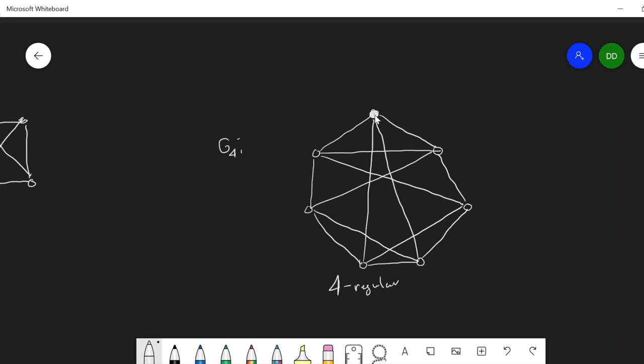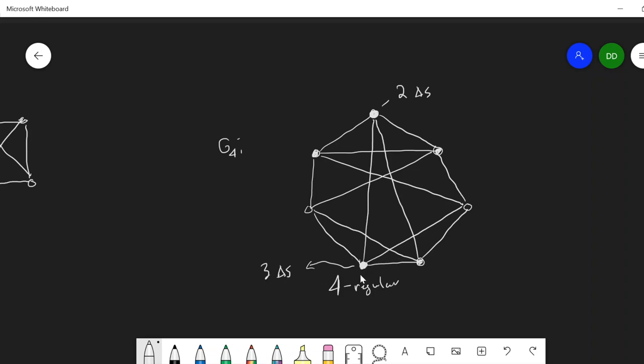So let's see. This vertex is contained in exactly two triangles. But if I pick, say, this vertex here, or this vertex, or this vertex, or this vertex, by the way, those are all in the same orbit, this vertex here is a member of one, two, three triangles.